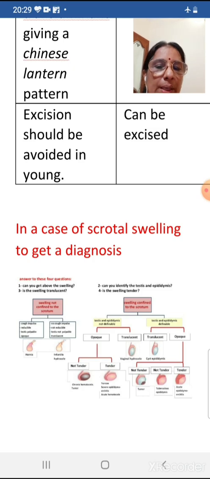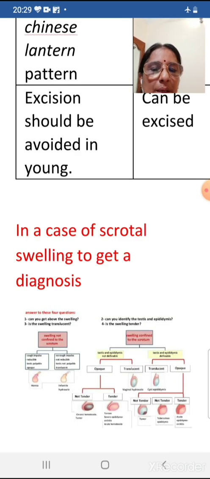So swelling in the scrotum. You can go through this chart and find out the reasons and how to come to a conclusion.